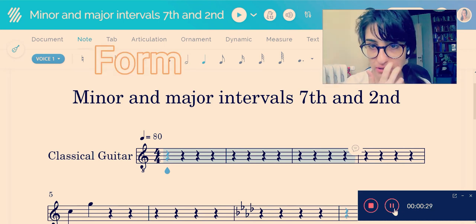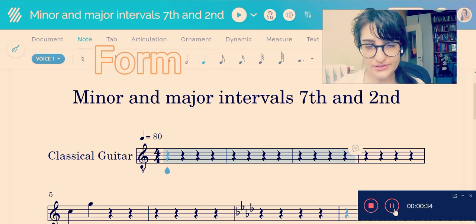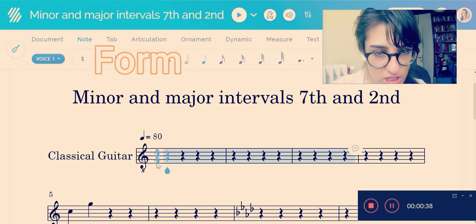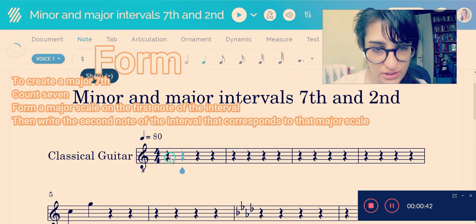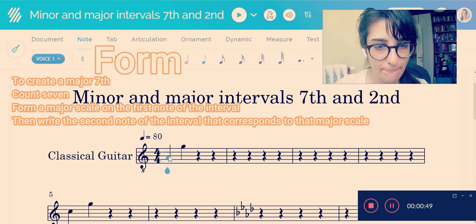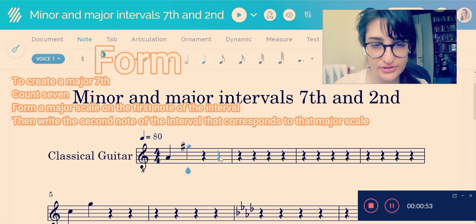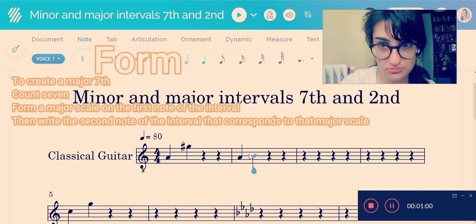To create a minor or major seventh, we actually apply the same knowledge. Let's say I want to create a minor or major seventh starting on A. And now I tell you, let's create a major seventh. We need a G sharp, because in the scale of A major, the G is sharp.